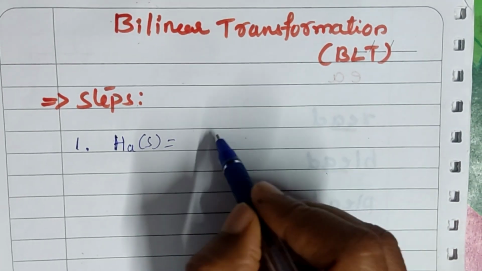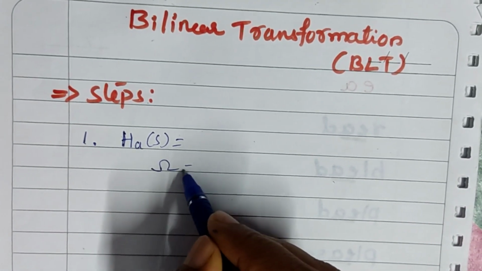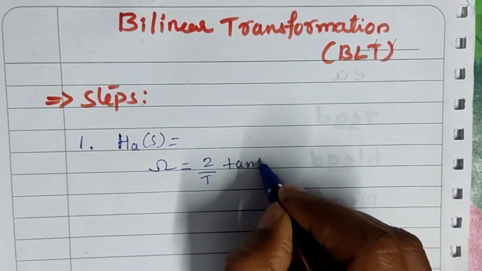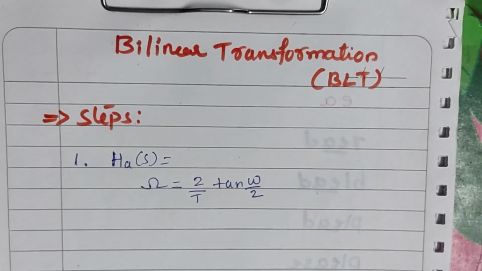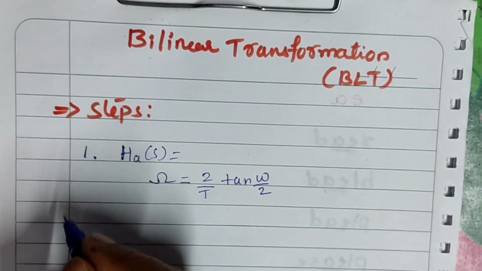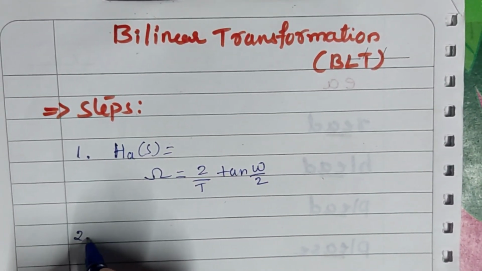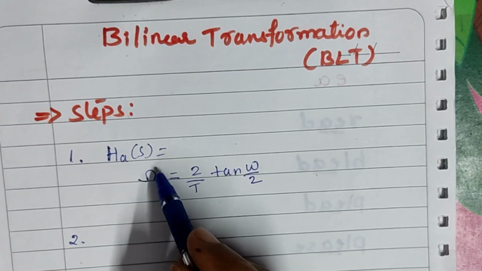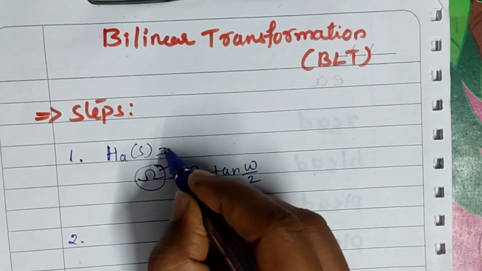Then we have to calculate the pre-warping analog frequency using the formula Ω is equal to 2 by T into tan of ω by 2. Using this we have to calculate Ω, the frequency in radians per second. And after this, second step, using the analog frequency, we have to calculate HA of S.